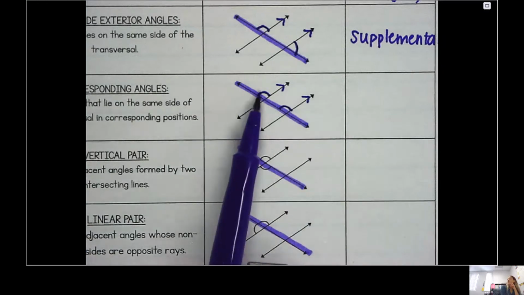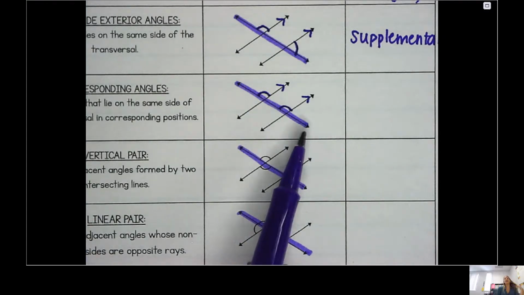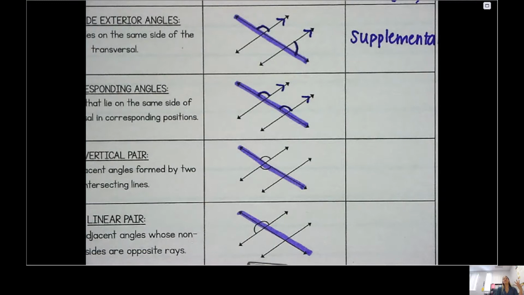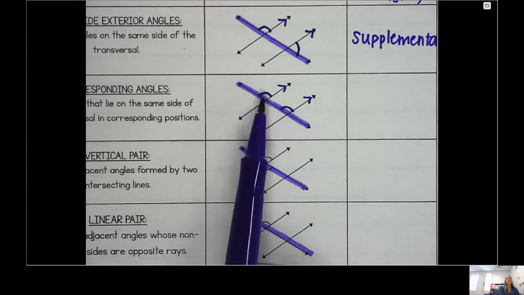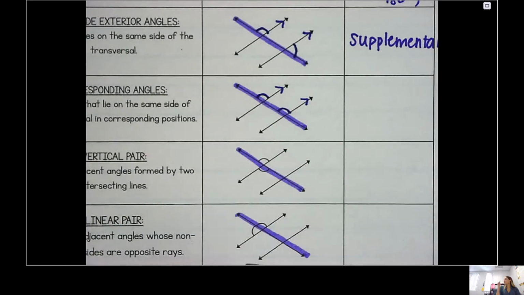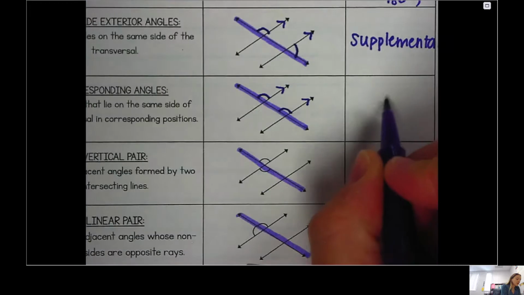Now, notice the position of the two of them. Are they in the same position? Think about it as if I were to copy this angle and paste it below, they're in the same position, right? It's a copy paste. So are they the same or are they different if you're copy pasting? They're exactly the same. Yes. So they are congruent.